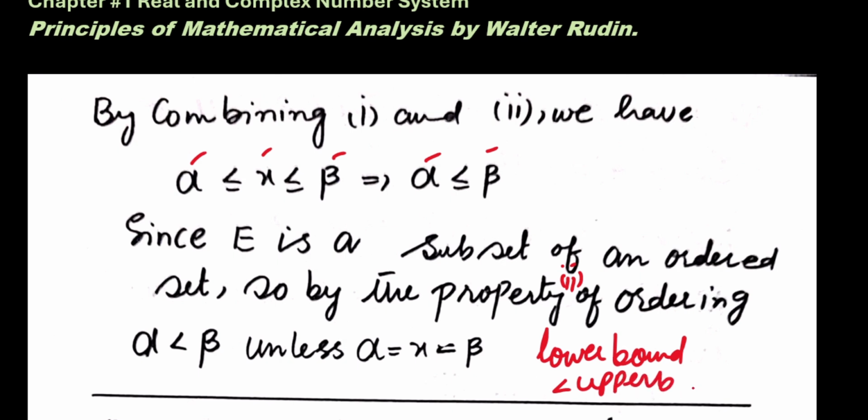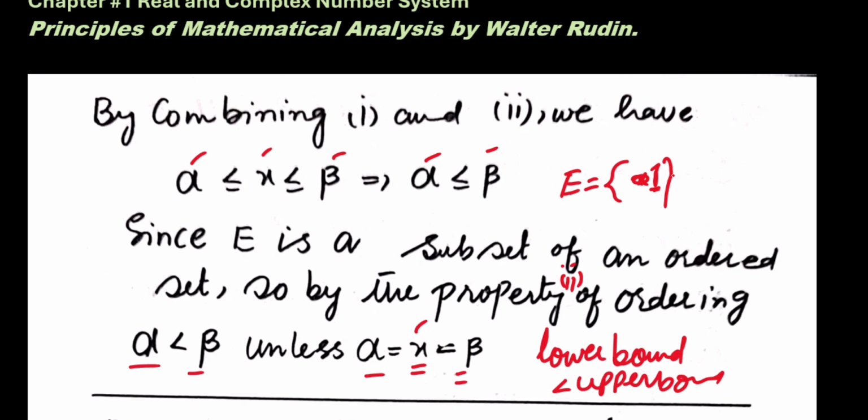So alpha is always less than beta unless alpha is equal to x, x is equal to beta. This case is possible. Suppose our set E consists of a singleton element. Suppose E consists of the singleton element 1.